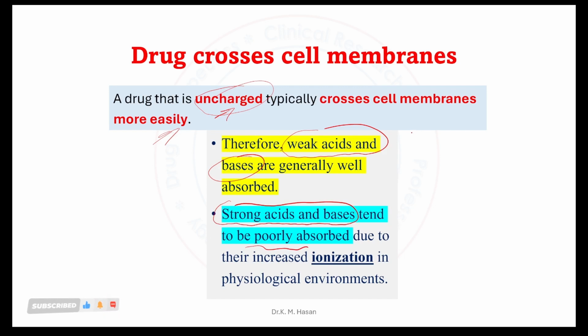So most of the medications that are absorbed from the oral system, the GI system, should be weak acids or weak bases. On the other hand, strong acids or strong bases are poorly absorbed due to increased ionization in the physiological environment.